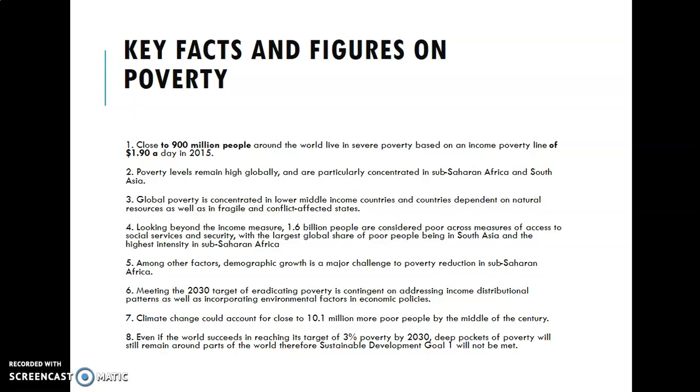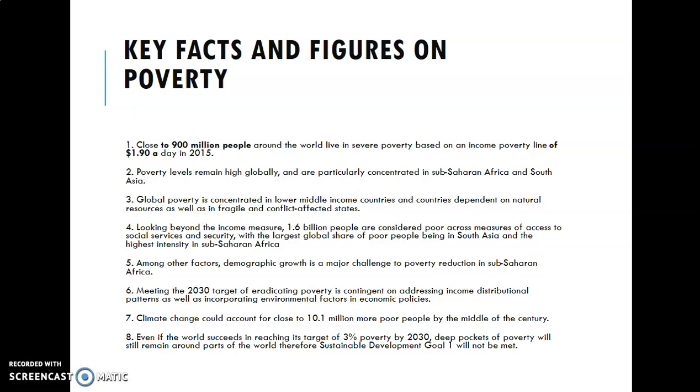So it means that almost 1 billion people live on planet with poverty, and their income is less than $1 a day. So poverty levels remain high globally and are particularly concentrated in sub-Saharan Africa and South Asia. So South Asia and sub-Saharan Africa have high levels of poverty.